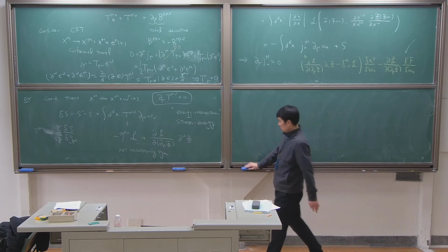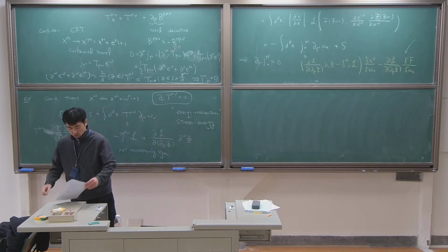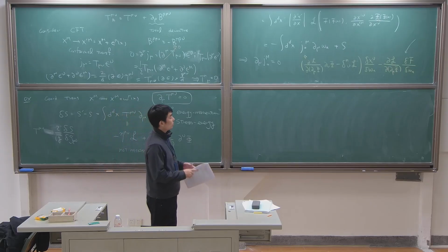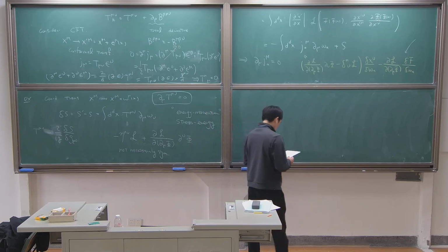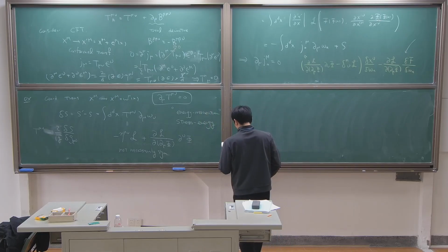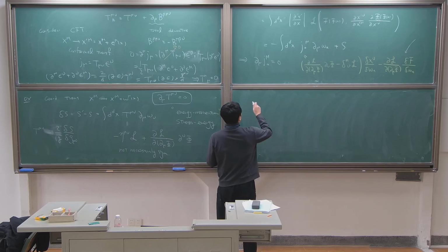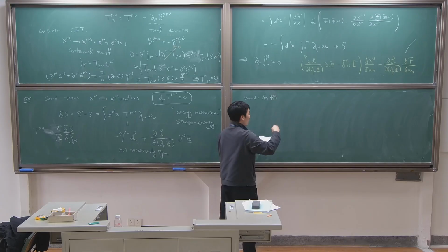Okay, so that's the case. Now we also talk about this Ward-Takahashi identity. So if you consider the quantum version, let's say Ward-Takahashi. In Chinese this is the Gao-Chao.